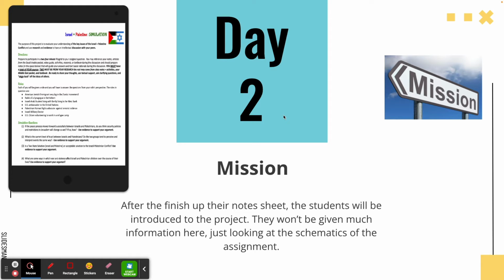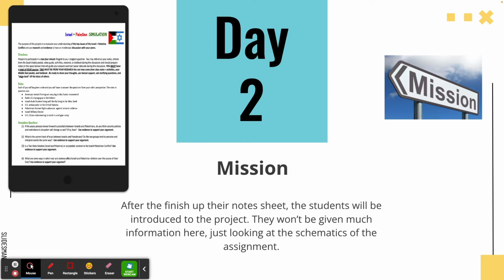They will technically be finishing up that note sheet, but the mission will be introduced on this day. And the mission is basically the simulation here. Just looking at the schematics of what they will have to do. So, focusing on the directions part of this assignment and then going over the rubric of this assignment would be the mission.